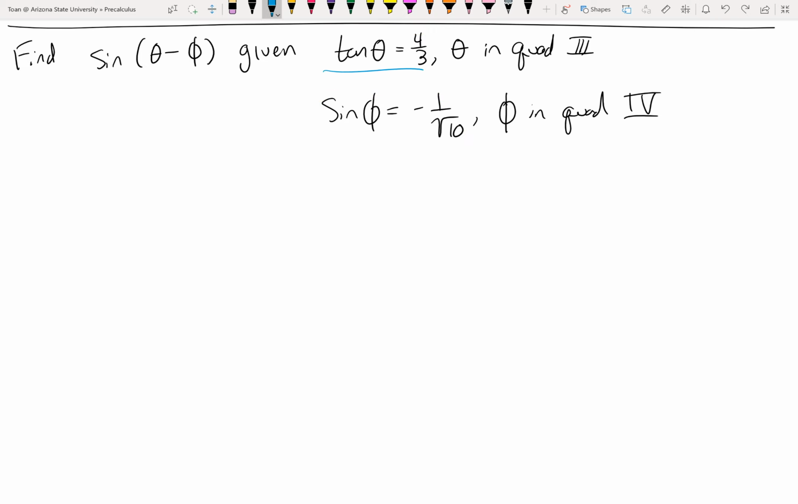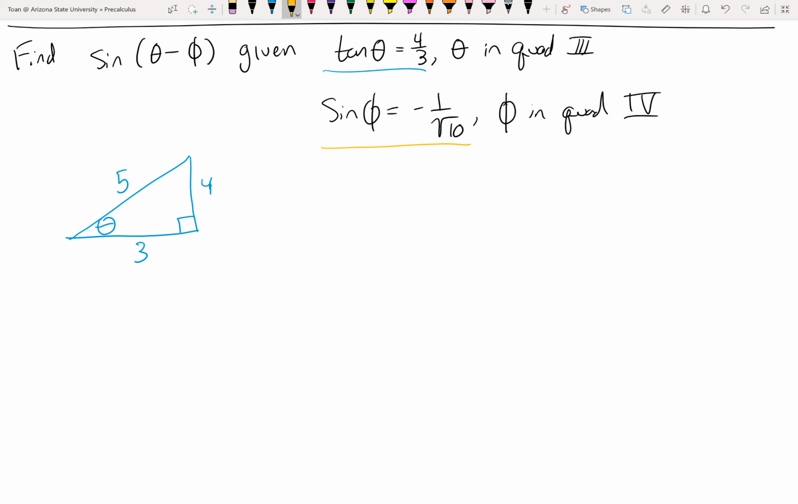So this information tells me that in a right triangle, where one of the angles is theta, I know for a fact that the tangent, which is opposite over adjacent, is going to be 4 over 3. And through Pythagoras' theorem, I know that the remaining side is 5.